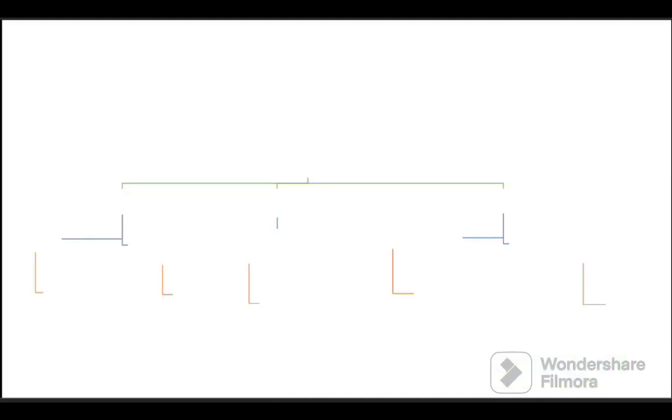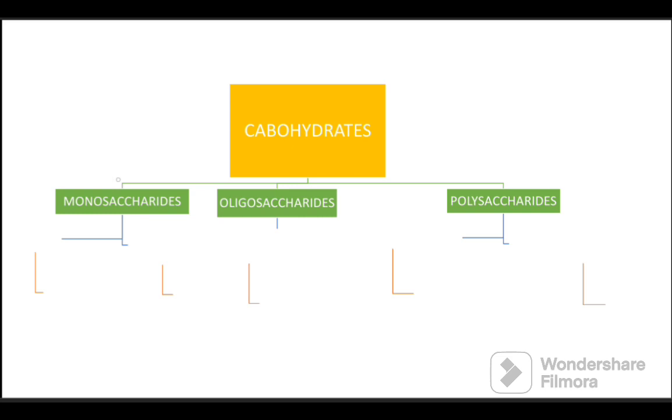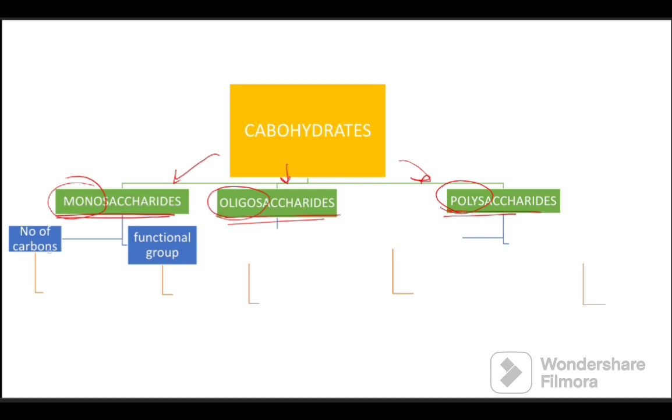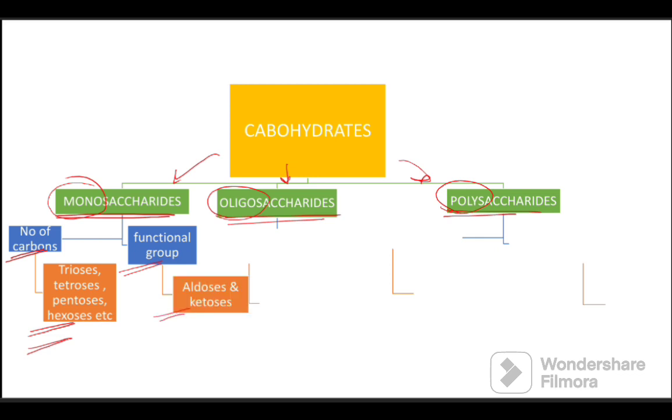So to summarize the classification of carbohydrates based on the number of sugar units, they are classified into monosaccharides, oligosaccharides and polysaccharides. Monosaccharide has 1 sugar unit, oligo is few sugar units and polysaccharide is many sugar units. Monosaccharides are again divided based on the number of carbon atoms and functional groups. Based on the number of carbon atoms, they are trioses, tetroses, pentoses, hexoses, etc. And based on the functional group, they are aldoses and ketoses.